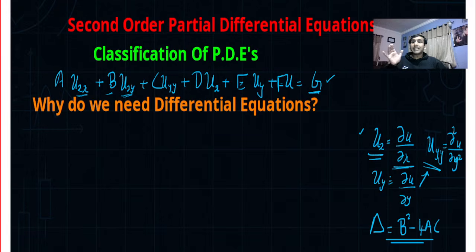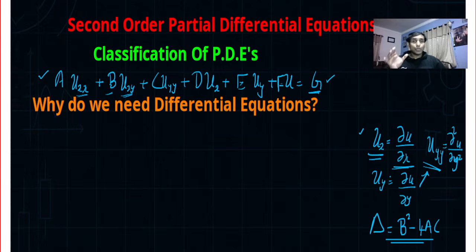So, a general second order partial differential equation will look like A u_xx plus B u_xy plus C u_yy plus etc., which you see on the screen. These A, B, C, etc. can be numbers or variables, depending on the model. And I hope you remember u_x, u_y, etc., the partial derivatives which you learned in your second semester.